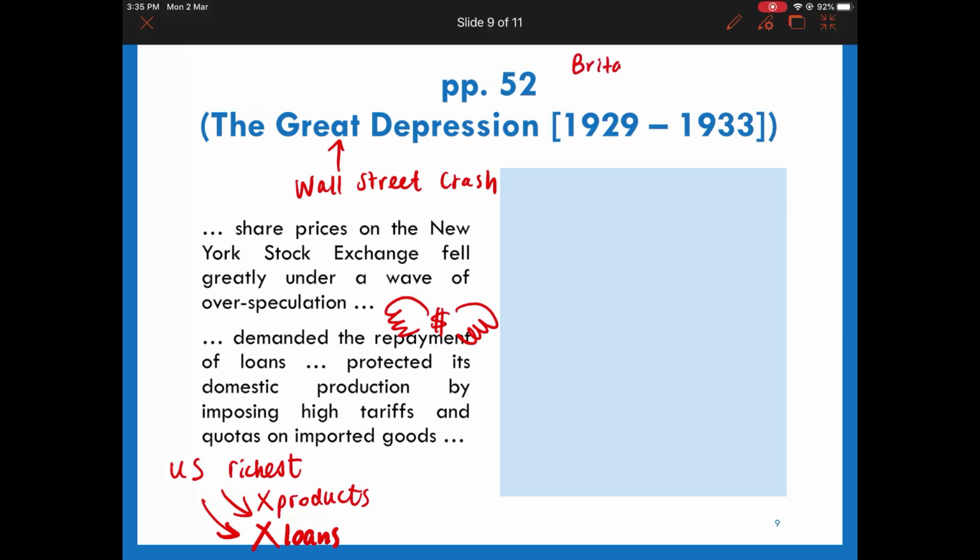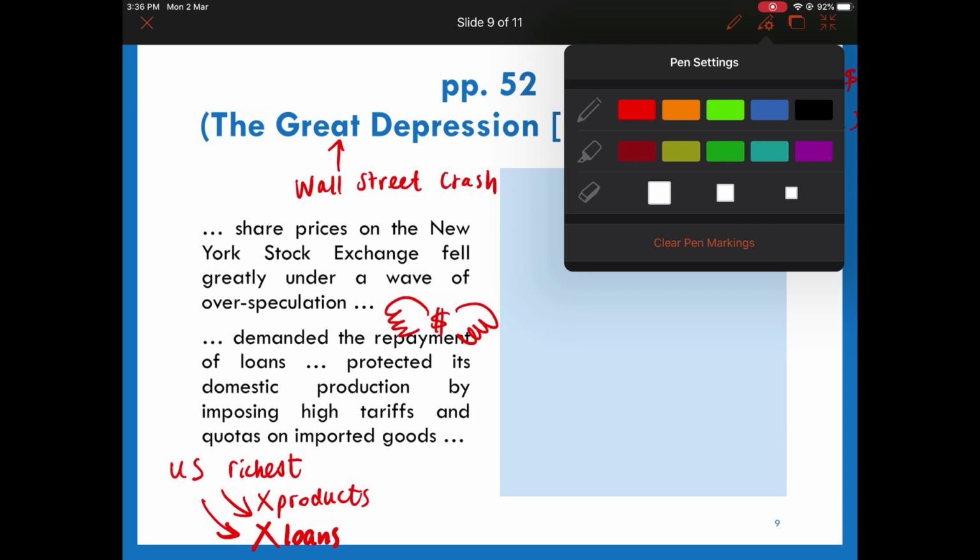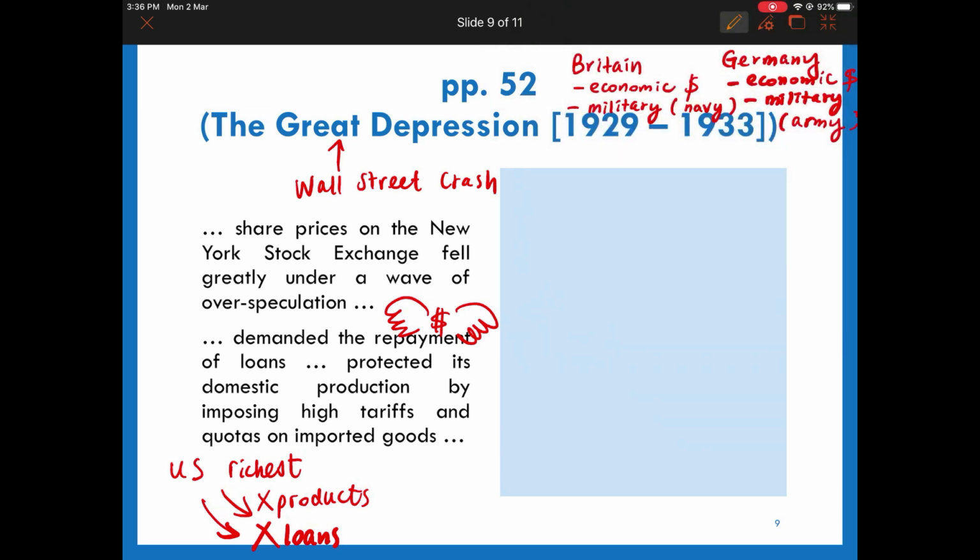At the beginning of our teaching, in the first term, you know that Britain was the most powerful country in the world because of their economic strength. At the same time, because of their military power, mainly their naval power. And then another country, Germany, was able to challenge Britain because they become very rich too. And they have their own military strength. It relies on their army.